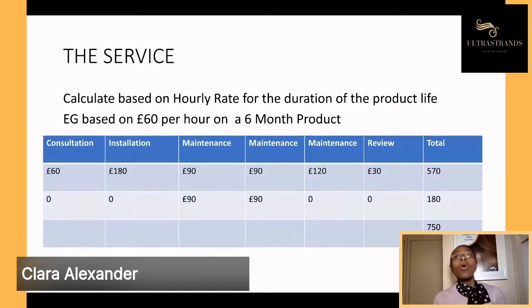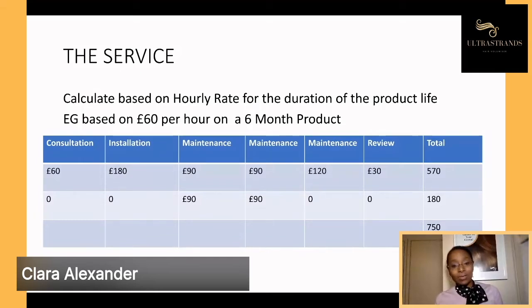Now, one thing that is important when you're looking at the service side of things, especially when you've got something that has got maintenance section included, the maintenance is only as good as the product. So you always need to make sure that the maintenance cycle aligns up with the product life cycle. So on average, we will look at Autostrands as a product, and we would say on average, Autostrands would last you between 6 months to a year.